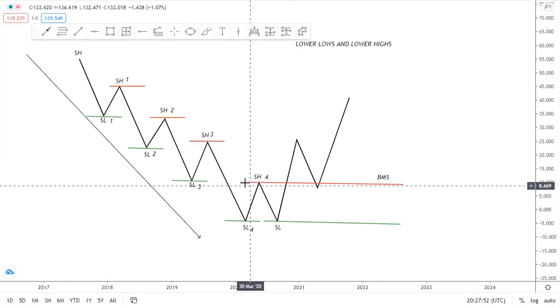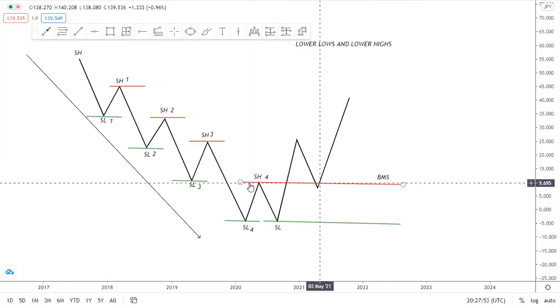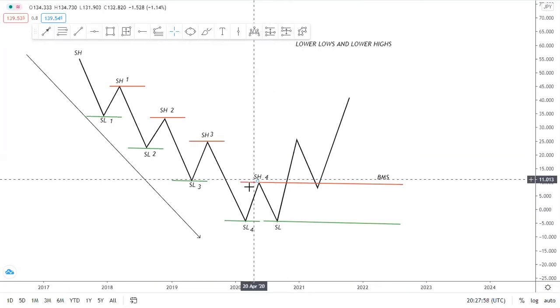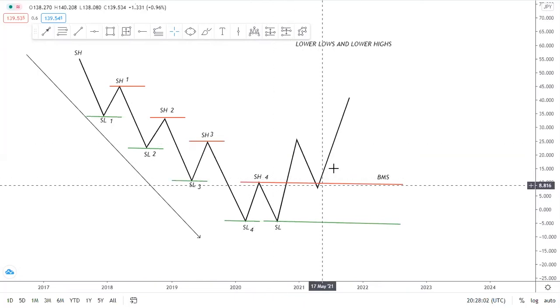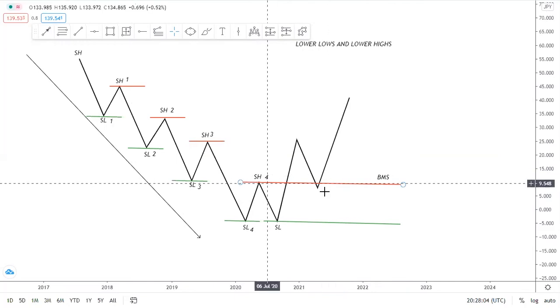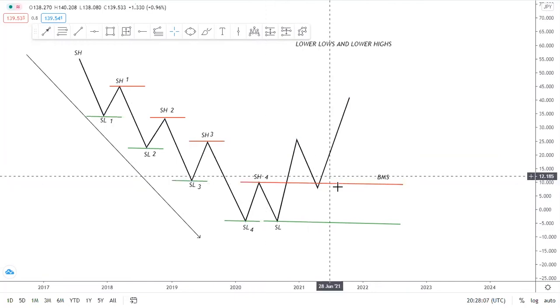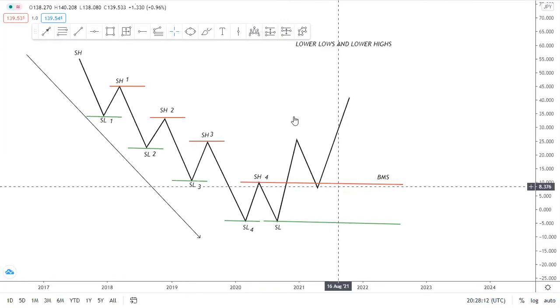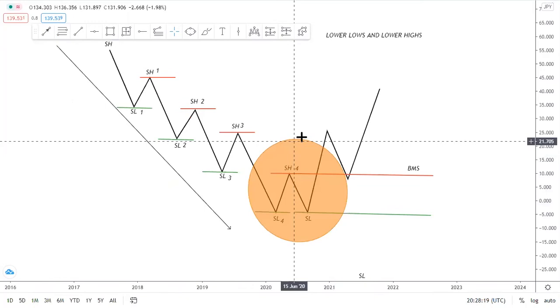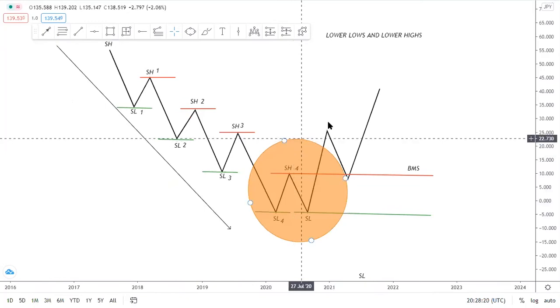So the level that got broken is resistance turned support. It was acting as resistance over here, but once the market broke it and came back to retest and continued going up, it is no more a resistance level. That level is now a support level. So it's called resistance turned support or a flip zone or a breaker. This is what I'm talking about. The portion I've highlighted. This is what I'm talking about.